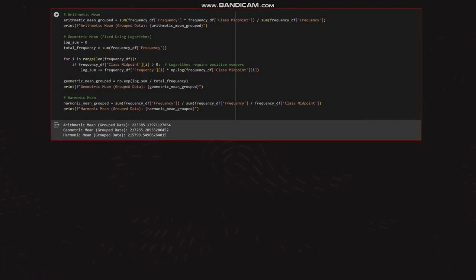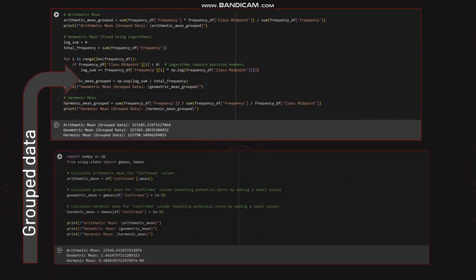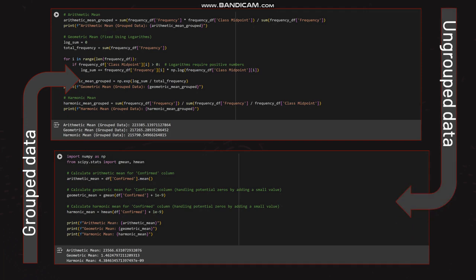Here you can see the Python implementation of grouped data as well as ungrouped data of all three means. Next slide.